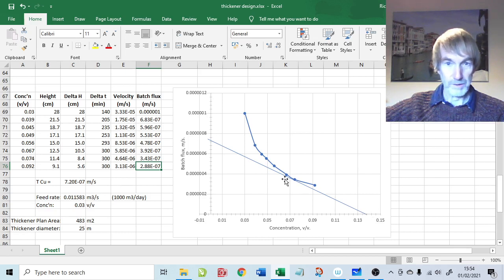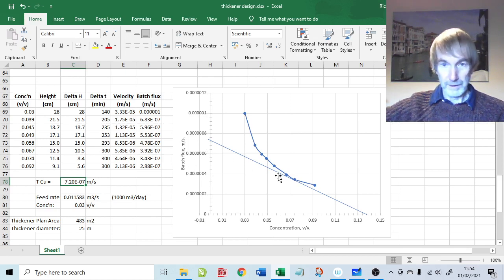Draw a tangent and look at the projection of where it hits the batch flux axis, and it hits the batch flux axis here at a value of about 7.2 times 10 to the minus 7 meters per second. Basically what we're saying is any flux is possible below that value. That value that I've just read out is the limiting flux.